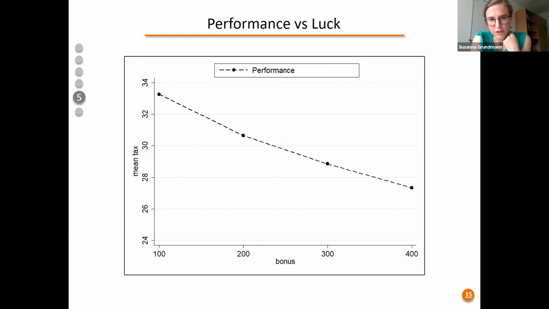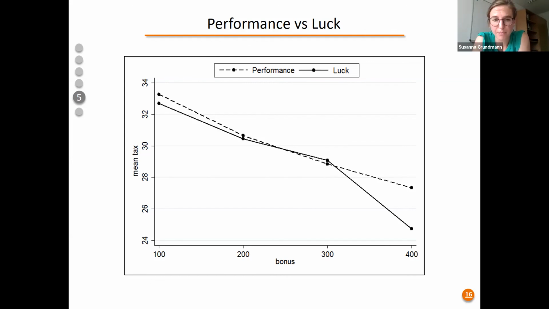Then taking a look at the luck treatment, here I expected the relation to be exactly the opposite, but we see that this is not the case. Instead, subjects reported lower tax rates for higher bonuses in the luck treatment as well. And this effect even seems to be slightly stronger than in the performance treatment.